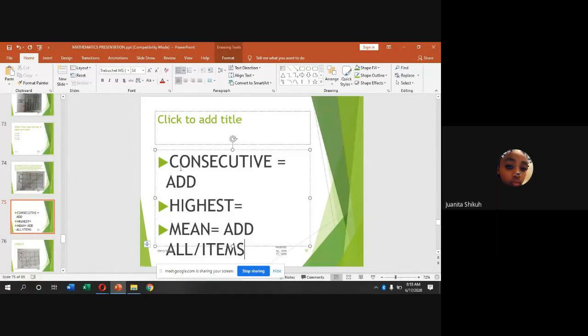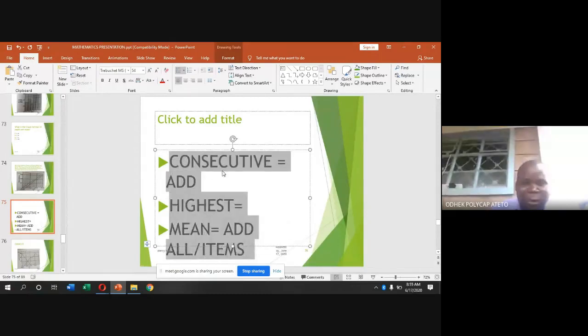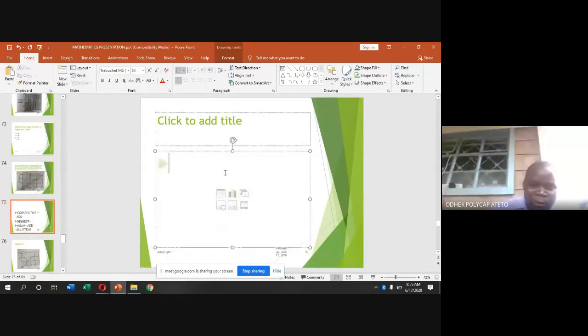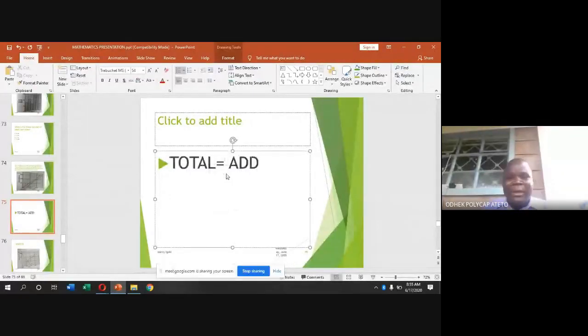Lastly, what if you are asked the total? Total again, add all. If you are asked the total of whatever they sold that week, add them. So the graphs are very, very easy. The main thing here is to get the value of the small box. Once you have gotten the value of the small box, then you just add. Those are the questions that you are going to get in the graph.